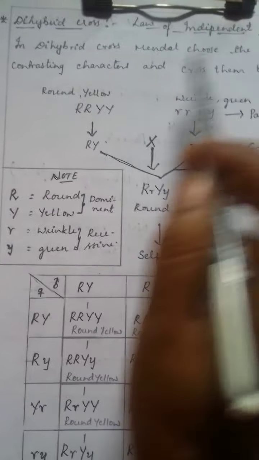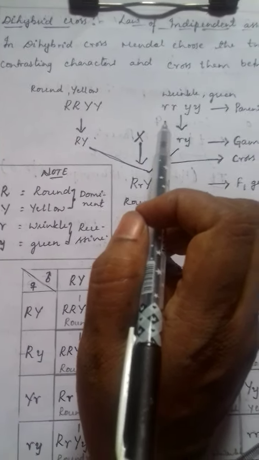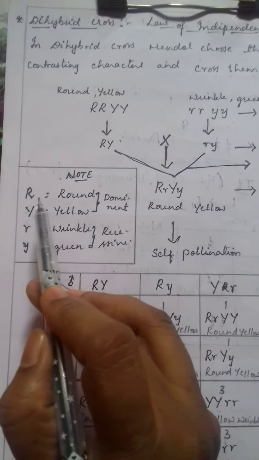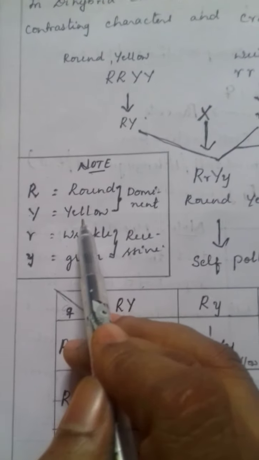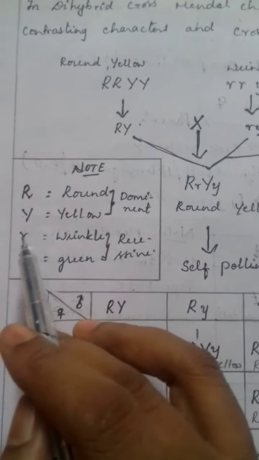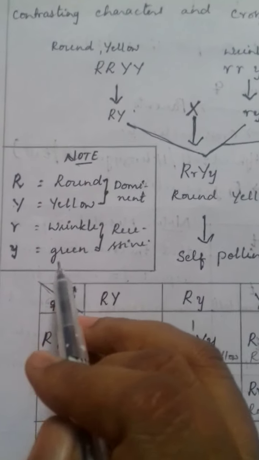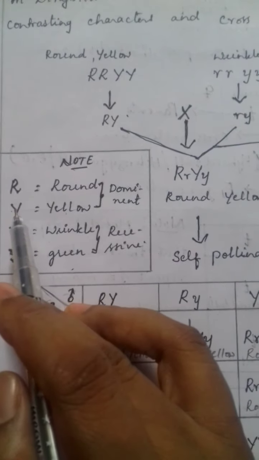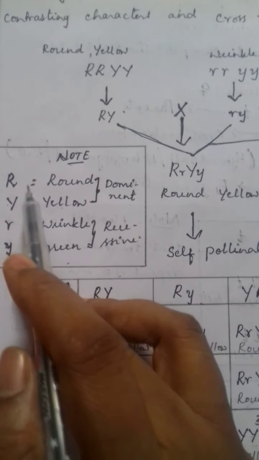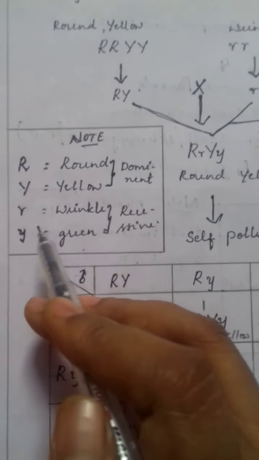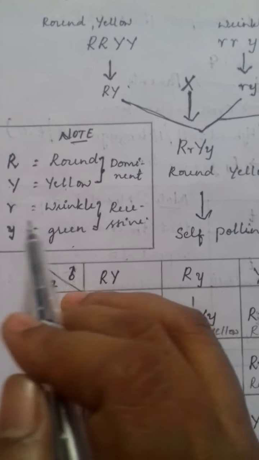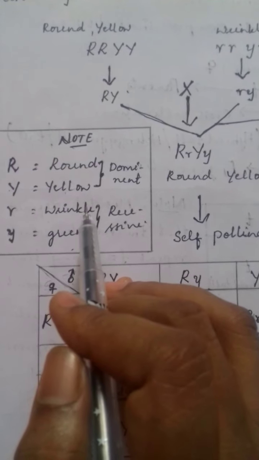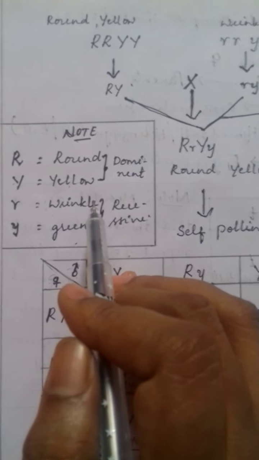In the dihybrid cross we take four characters. Round is a dominant character and yellow is a dominant character. Round is a shape and yellow is a color. For round, the other shape is wrinkled, and for yellow, the other color is green. Whatever the capital letters we took, we have to take the same small letters, to avoid confusion. Otherwise, if you take different characters, it will give us confusion and we may not understand it well.